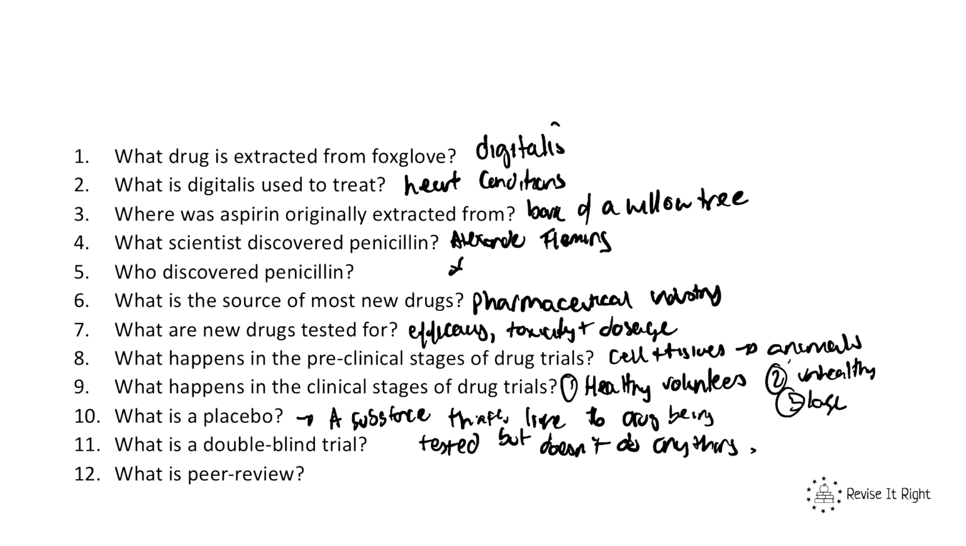Number 1, what is a double-blind trial? Well, this is a trial where both the doctor and the patient do not know whether they are receiving a drug or a placebo. And finally, what is a peer review? Well, a peer review is a review from scientists working within the field to test their method and their results to prevent false claims. So we have now looked at drugs, i.e. how they were originally developed and how they are nowadays developed, and then the stages that drugs have to go through in order to get onto the shelf.